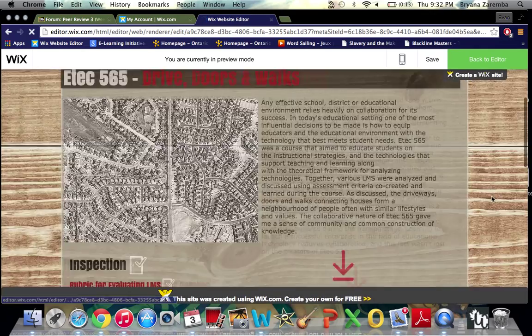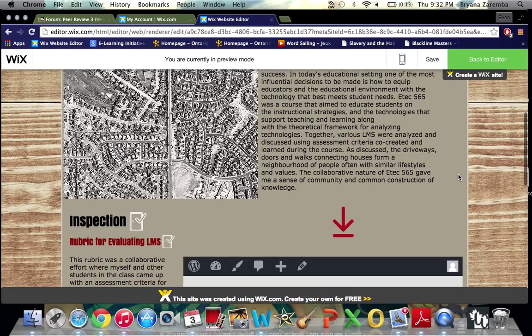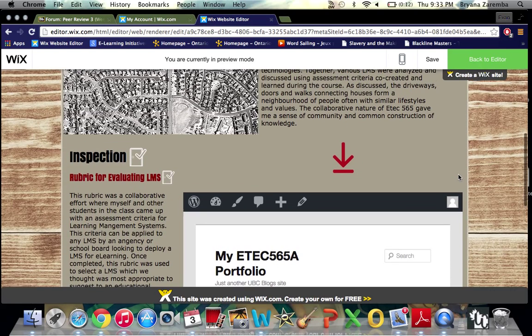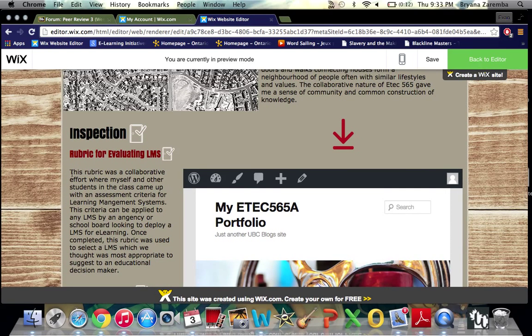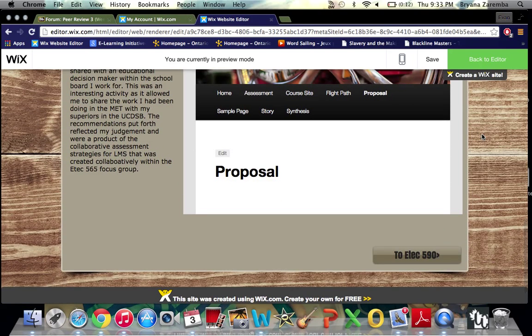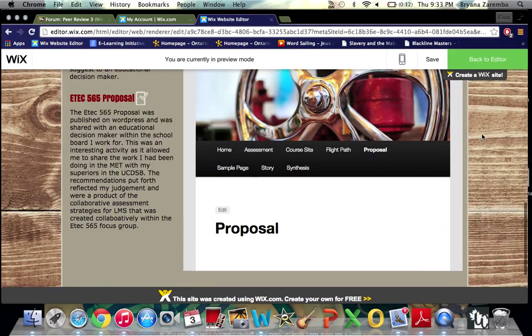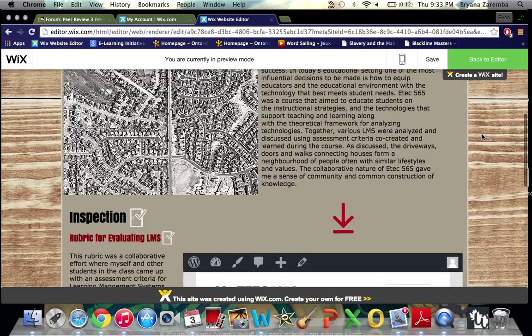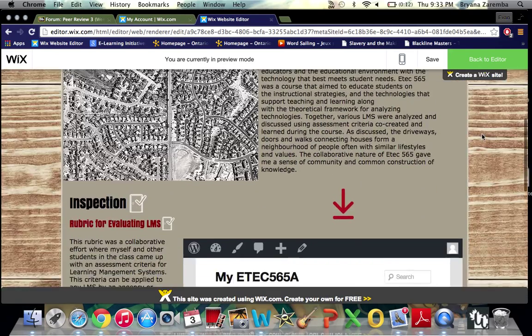Next we have 565. 565 was a course where we developed a rubric collaboratively to analyze learning management systems. This collaborative effort was extremely valuable because we came up with a rubric for analyzing and evaluating learning management systems, and then put together later, as you can see here, a proposal to an educational decision maker suggesting a certain LMS, which I thought was quite valuable, but again required a ton of collaboration, hence why it's in the Drives, Walks, and Doors section of my ePortfolio.